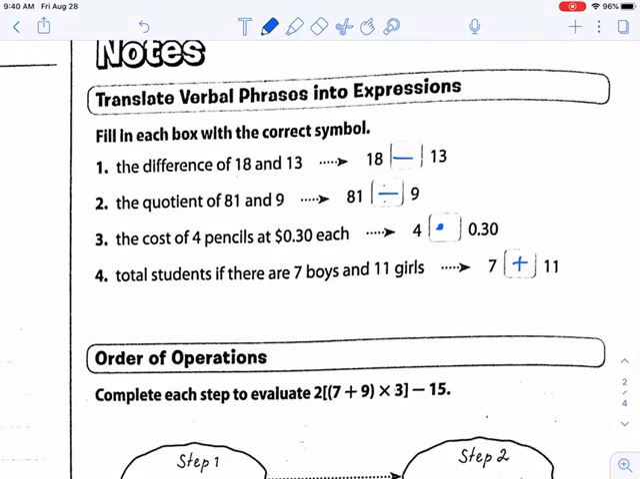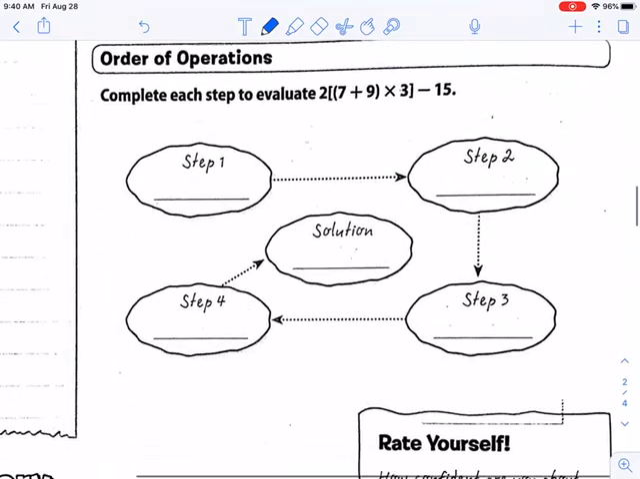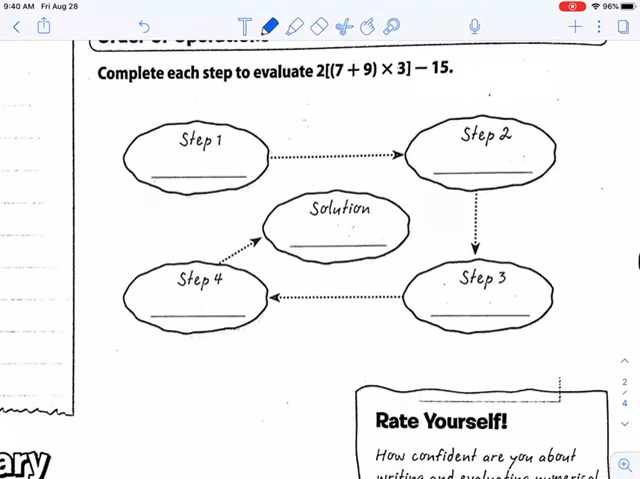So you can make your own order of operations expressions from words, translating them from words to the numbers and operation symbols. All right, one last one here in your notes, and then I'll let you practice on your own.